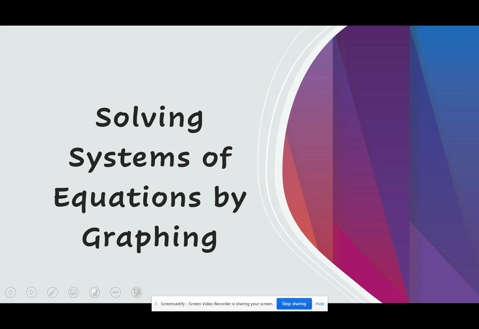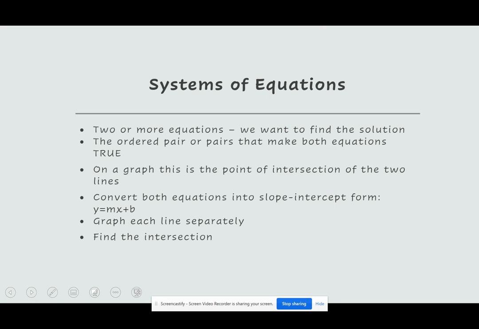Hi guys, so today we're going to start solving systems of equations. There are 3 different ways we can do this, but for now we're just going to focus on solving by graphing. A system of equations is 2 or more equations, and we want to find the solution.